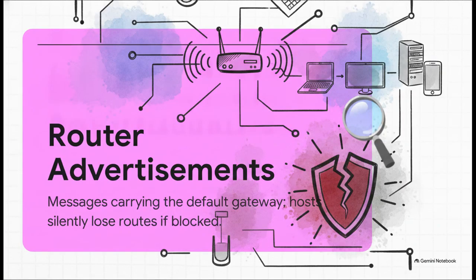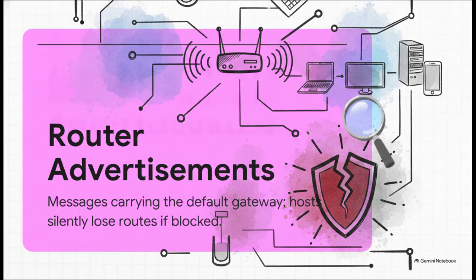Another critical piece of the connectivity puzzle here is router advertisements, or RAs. RAs are the messages that carry the default gateway information straight to your devices. If these get blocked, your hosts will just silently lose their default route. Remember, unlike IPv4 DHCP leases, there is absolutely no explicit gateway renewal request from the client here. The host relies entirely on the periodic RA refresh. Basically, if RAs stop, your network stops.